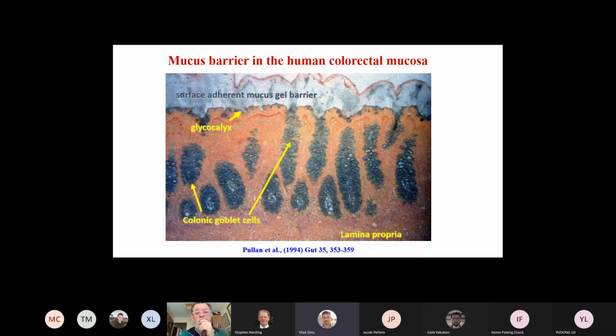Can you see the slides? Okay, yes, the next one's come up.